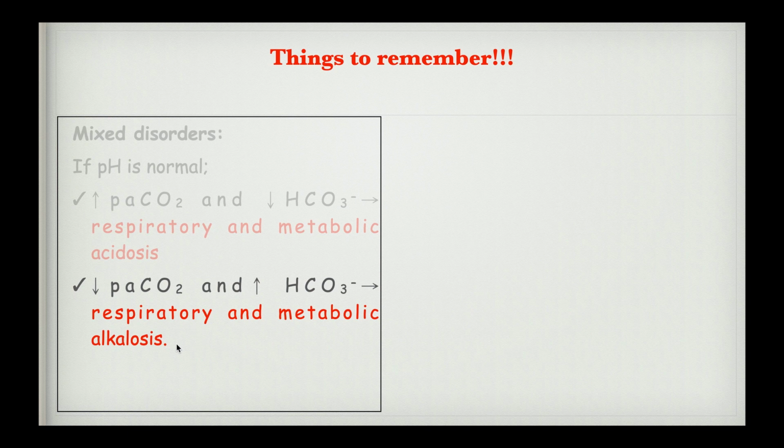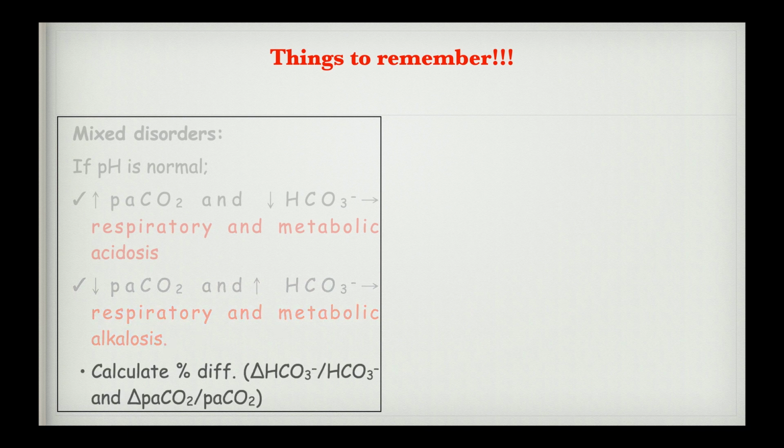Also, if we have a normal pH with a low carbon dioxide and a high bicarbonate, a low carbon dioxide points to alkalosis, and a high bicarbonate also points to alkalosis. But we don't know where the problem is coming from, and so we can conclude that the patient is having a respiratory and metabolic alkalosis. Now, if the change in carbon dioxide and bicarbonate is the same, then we must check the percentage difference. After that, the one with greater percentage difference between the two is the one causing the problem.